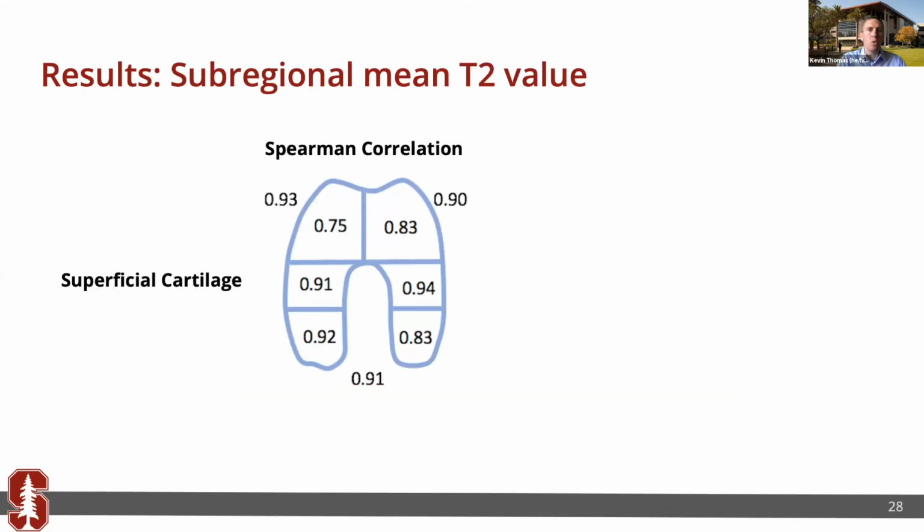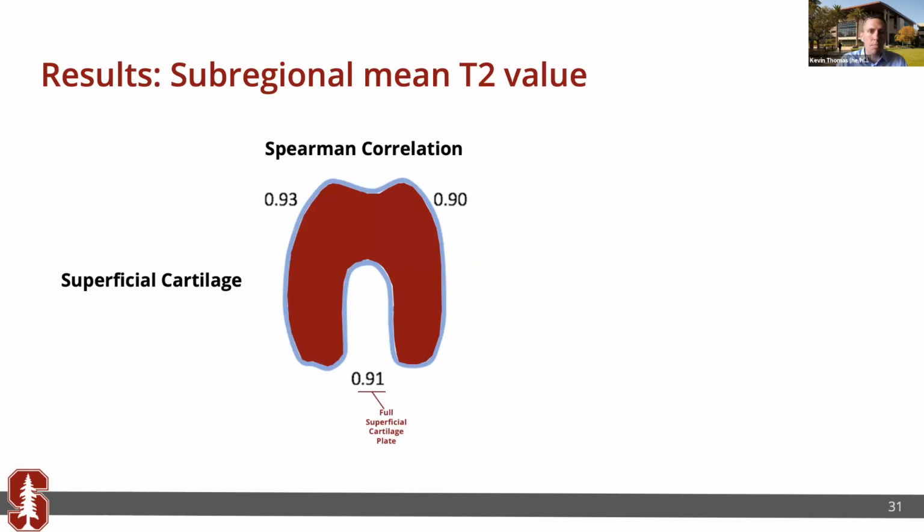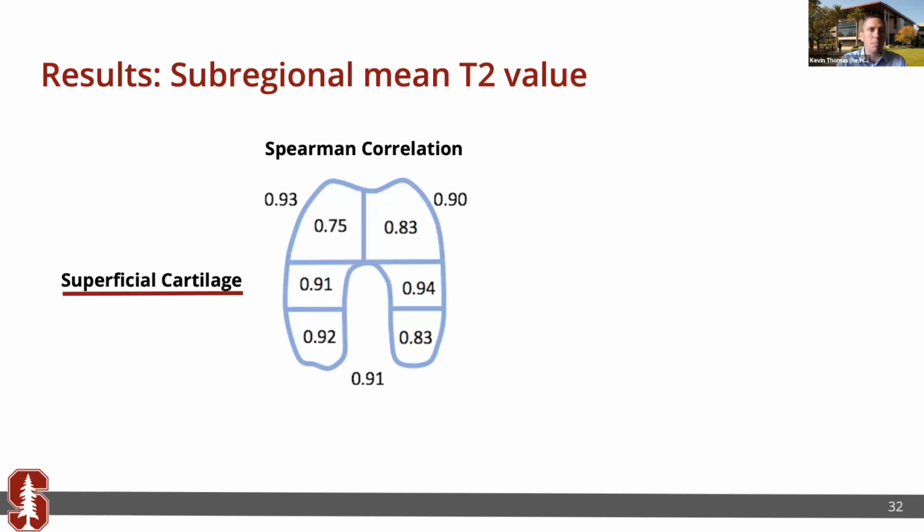Now, we also then looked at how closely the model's estimated subregional T2 values agreed with those of the experts. And so I'm going to show a number of plots like this. First I want to just walk you through it. The left half represents the medial half of the femoral cartilage plate. And the right half of these plots represents the lateral half of our cartilage. And the number at the bottom indicates the agreement between our model and reader 1 for the full cartilage plate. And for this first slide, I'm going to specifically be focusing on the superficial cartilage.